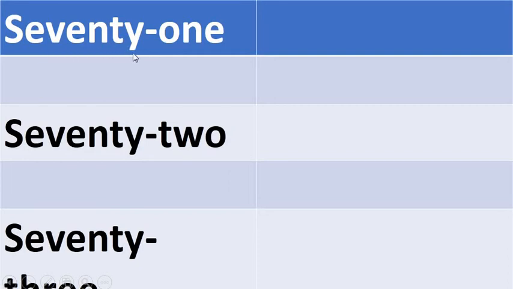SEVENTY 70, ONE 71. Write number 71 on another column. SEVENTY 70, TWO 72. How can we write 72?